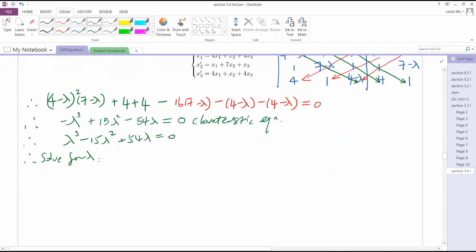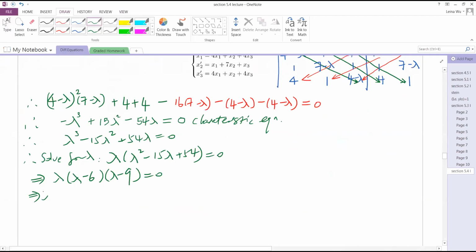Obviously, what can we do first of all? Pull out lambda, and then we would have lambda square minus 15 lambda plus 54 equals 0. Is that factorable? I thought I couldn't read what number it was again. My bad, 54, not a negative. 6 and 9, right? So we can do lambda minus 6 and lambda minus 9 equal 0.